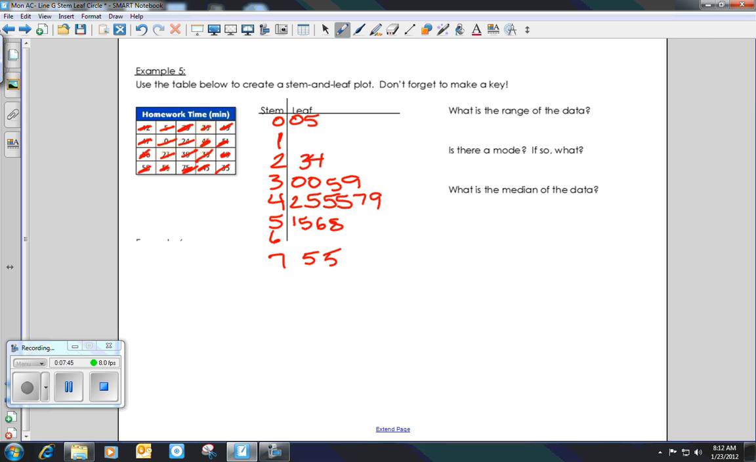Okay, I've got all my numbers filled into my stem and leaf. Now I can look and see what is the range of my data. My high end is 75. That's the last number that's in here. And my low end is 0. So my range is 75.